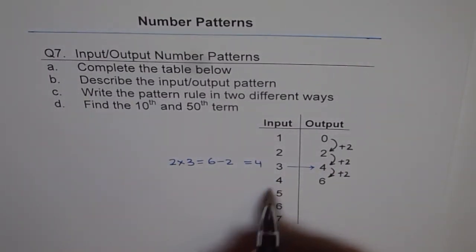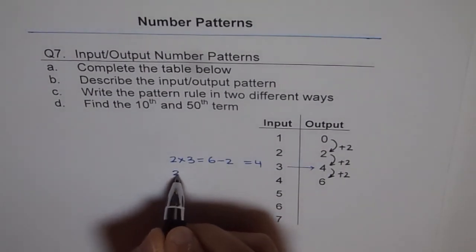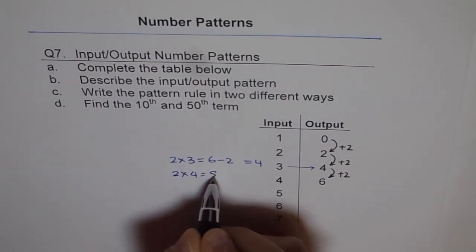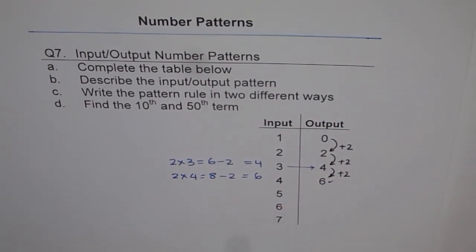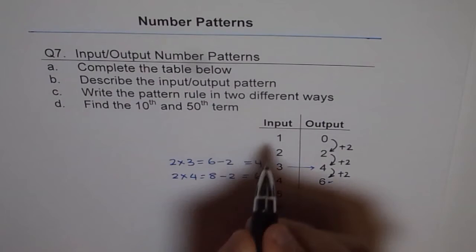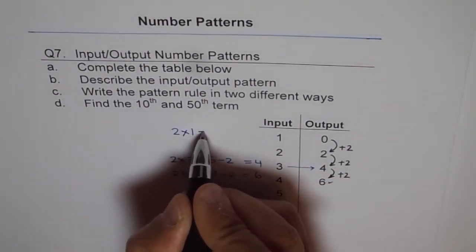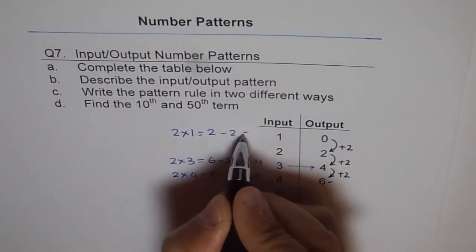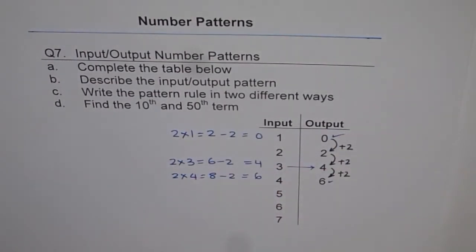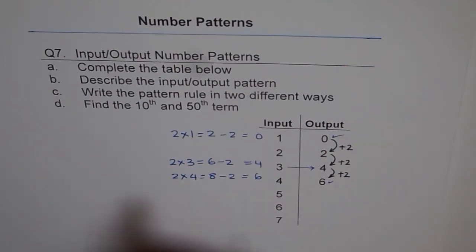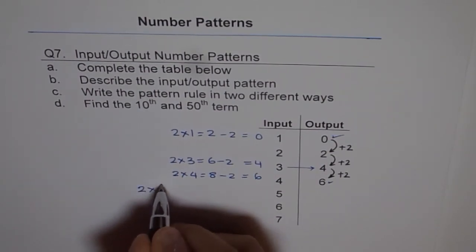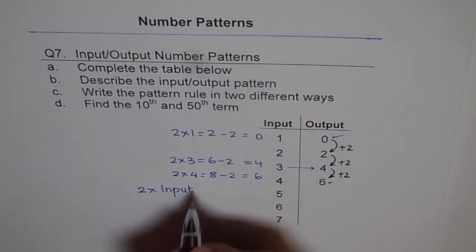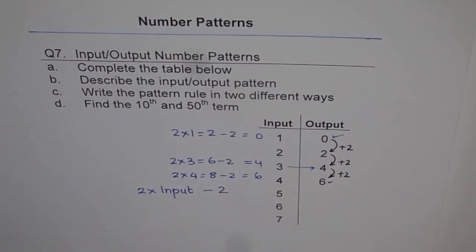Let's try with this 4. What is 2 times 4 equal to? 2 times 4 equals 8. And if I take away 2, what do I get? 6. Correct. Let me try this. 2 times 1 is equal to 2. When I take away 2, I get 0. Correct. So I get my pattern rule. The pattern rule for me is 2 times the input, right? So the pattern rule I'll write as 2 times input minus 2. That is my pattern rule.